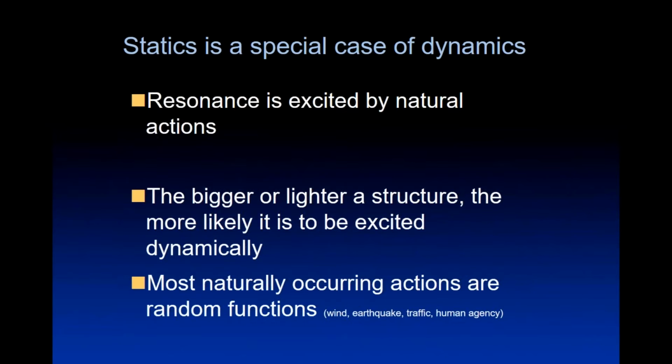The most naturally occurring forces that act on structures are random functions, like, for instance, the wind, waves, traffic, earthquakes, and we have to go to quite some lengths to make sure that we reduce all of those actions to something that can be codified.